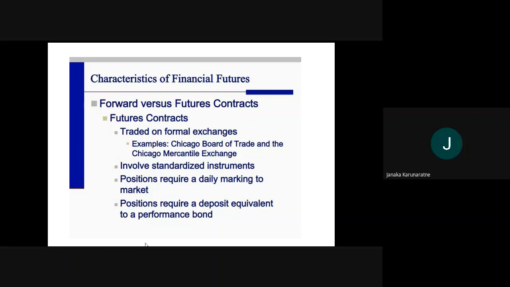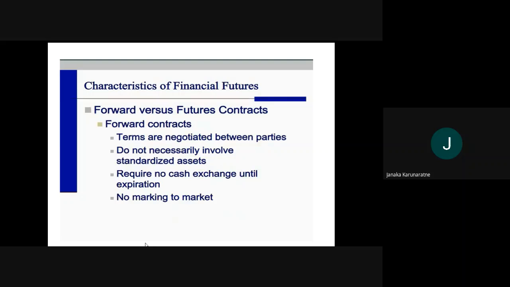So daily you have to adjust your portfolio value, that is called mark to market, so that you need to keep some money in your account if there are adverse fluctuations. Like in a margin account, the position requires a deposit equivalent to a performance bond. So before you start trading in the futures contract, you have to put up some money into your margin account at the futures exchange, which we call the performance bond.